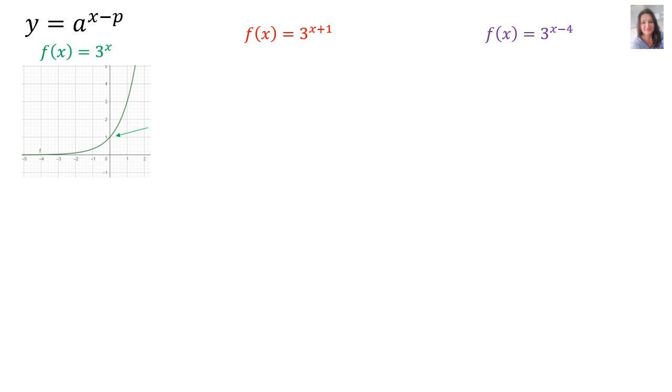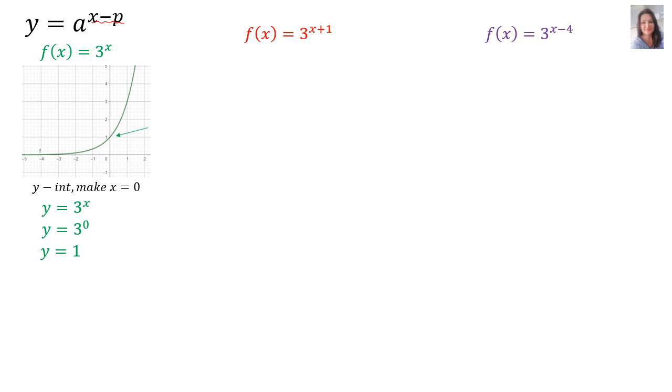Now we can look at the influence of y is a to the x minus p when you add something to the exponent there. Again, there's the f of x is 3 to the x. Now I want to explain the y-intercept. The rule is make x 0. So we have y is 3 to the x, y is 3 to the 0, anything to the 0 is 1. Y is 1. So there's your y-intercept, the point (0, 1).